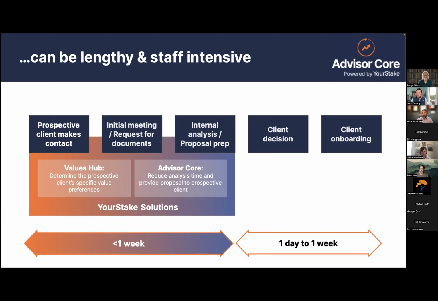To achieve this, we offer two solutions: our traditional values-based investing tool and our newly launched Advisor Core. These two platforms are modular in that they either complement each other or can be deployed independently. With Values Hub, we enable you to drive deeper relationships and understand your client's intrinsic motivation. Advisor Core aims to increase your practice's bandwidth, empowering you or your staff to do more. Coupling the two, we are confident that you can prepare a prospect to move to that decision in less than a week, if not days.